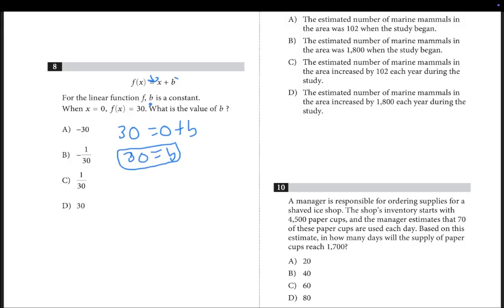This problem tries to trick you into thinking that these words really mean something else, but really all it means is that it's just a regular linear equation. And your answer is going to be a real number. So that means your answer is D.